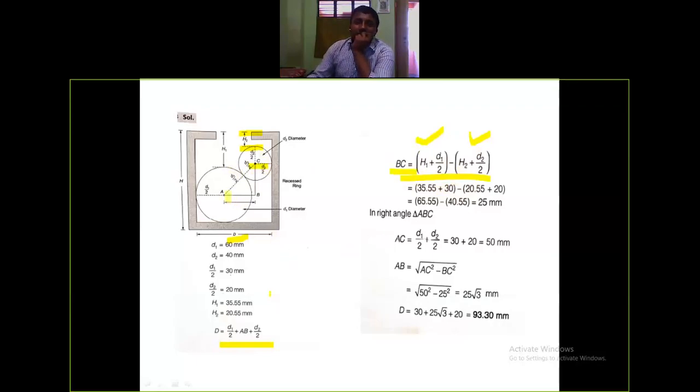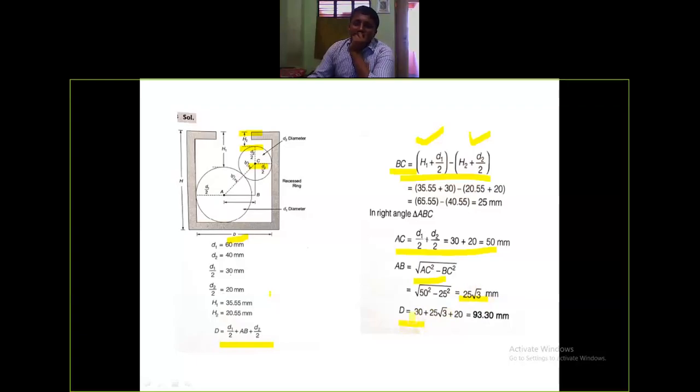Okay, what will be the value of AC? That will be just D1 by 2 plus D2 by 2. We have calculated that; it is 50. So what will be the value of AB? Square root of AC square minus BC square. You will get the value 25 into root over 3.